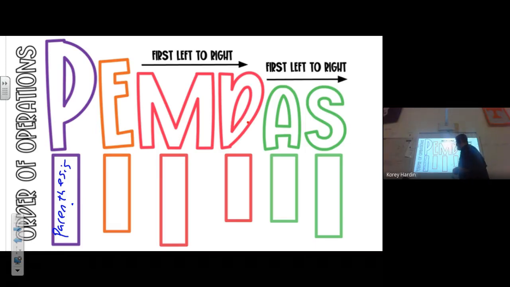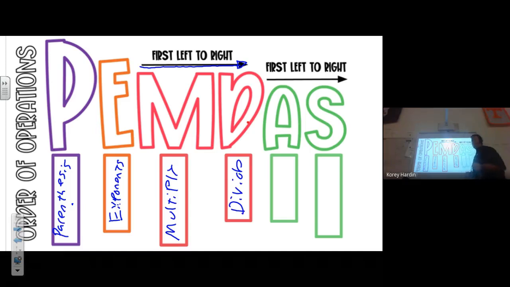Second thing we look for, the E, that's going to be exponents. Exponents, all right? Third thing, now you will notice this line up here. This line means we do these things together, okay? We do these things together. So we multiply and divide together.